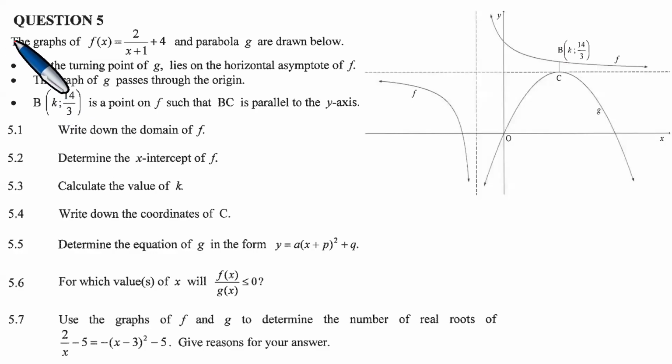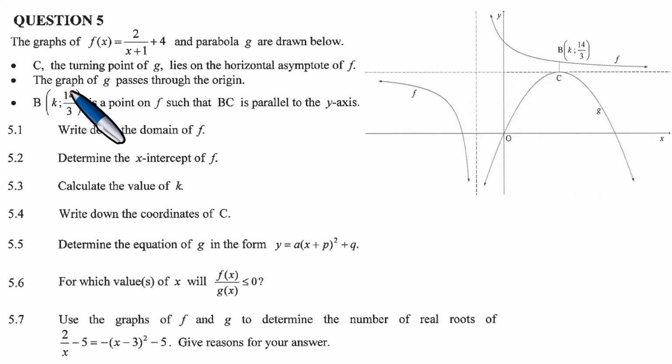In this lesson, we shall solve question 5. The graphs of f of x equals 2 over x plus 1 plus 4 and parabola g are drawn below. C, the turning point of g, lies on the horizontal asymptote of f. The graph of g passes through the origin.